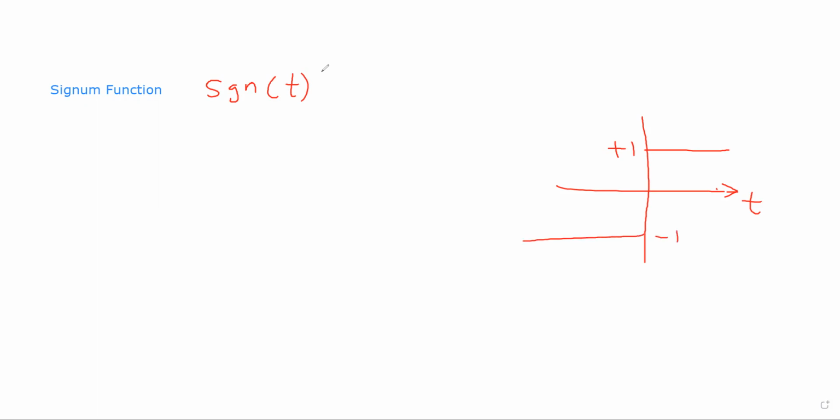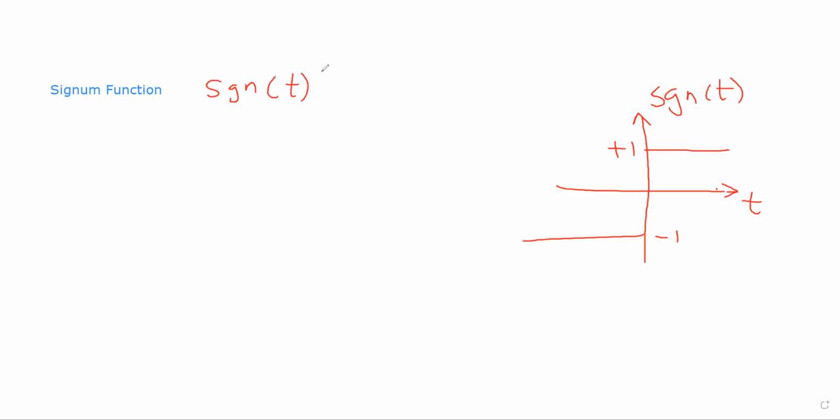The next Fourier transform is for a standard signal known as the signum function. We already know about the signum function from the previous unit. The signum function is given by sgn(t). It is a function which, for positive values of t, is plus 1, and for negative values of t, is minus 1. So this is the graphical sketch of the signum function.